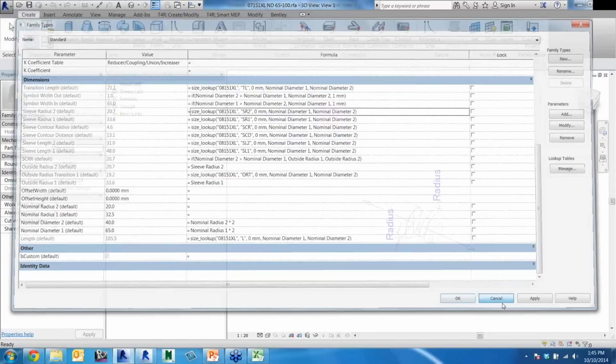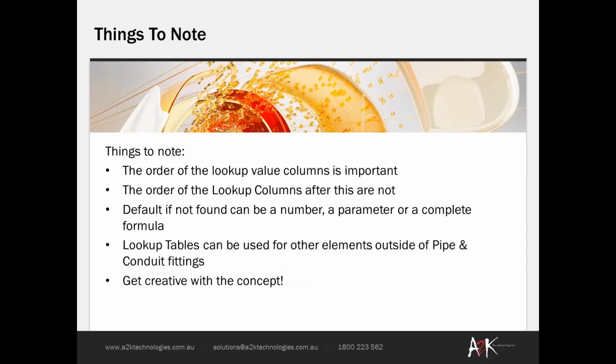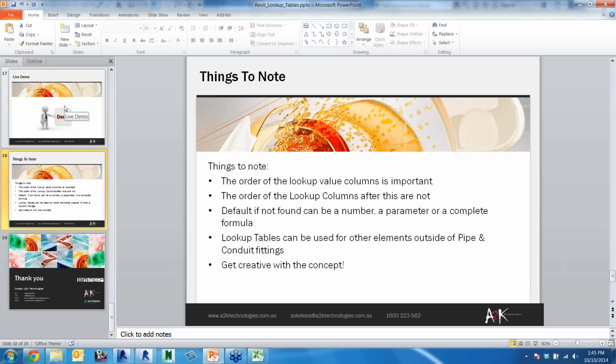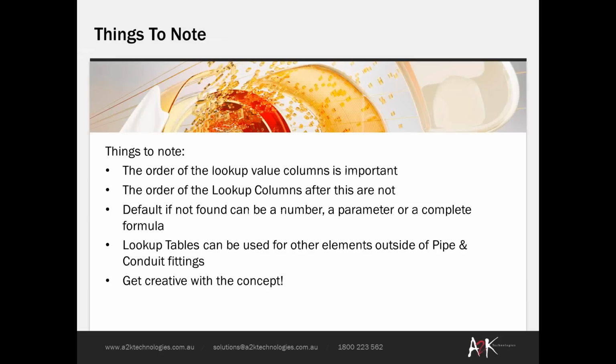All right, so back to our presentation here. So just some things to note, just recapping what we've been talking about, okay? So the order of the lookup value column is important, okay? It has to be in the first spot after the reference column, so it has to be that first column. That is always going to be the lookup value column. The formula inside of the family is going to be looking for that first column, so that order is important, okay? The order after those lookup value columns is then not important, okay?